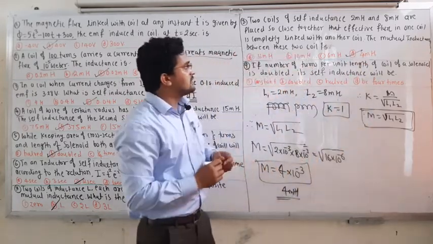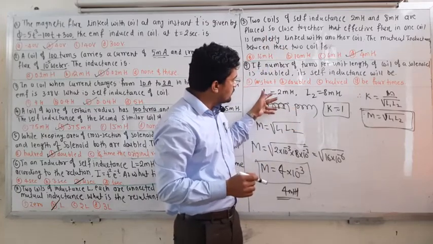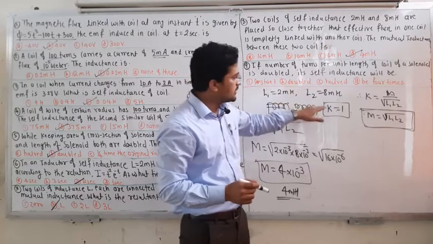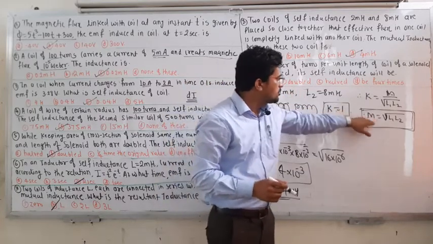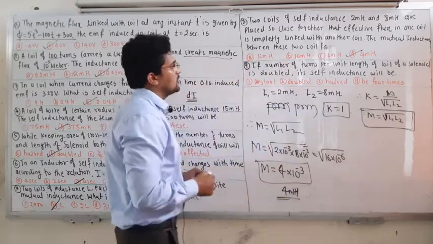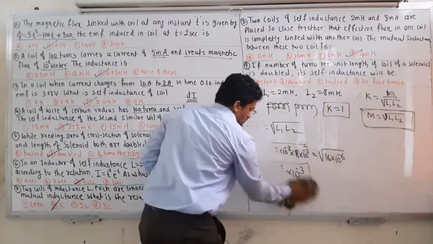It is given the total flux is linking by the first coil and second coil. So whatever magnetic flux is created by the first coil, it is linking with the second coil. That's why K is equal to 1, and from this equation you can calculate the mutual inductance. And the next is the ninth one. We will take the ninth question now.